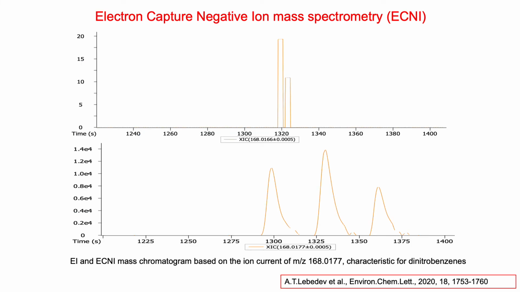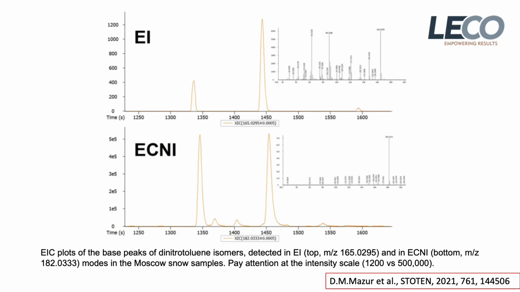Only if you're eager to say that you really found dinitrobenzene in your sample, you show this picture in electron ionization mode. But in electron capture, look, 3 beautiful peaks of the isomeric dinitrobenzenes with very, very high intensities. This is almost 1,000 times more efficient. Same with dinitrotoluenes. 2 peaks here and the intensity is 1200, and all isomers you can detect here and the intensity is 500,000.